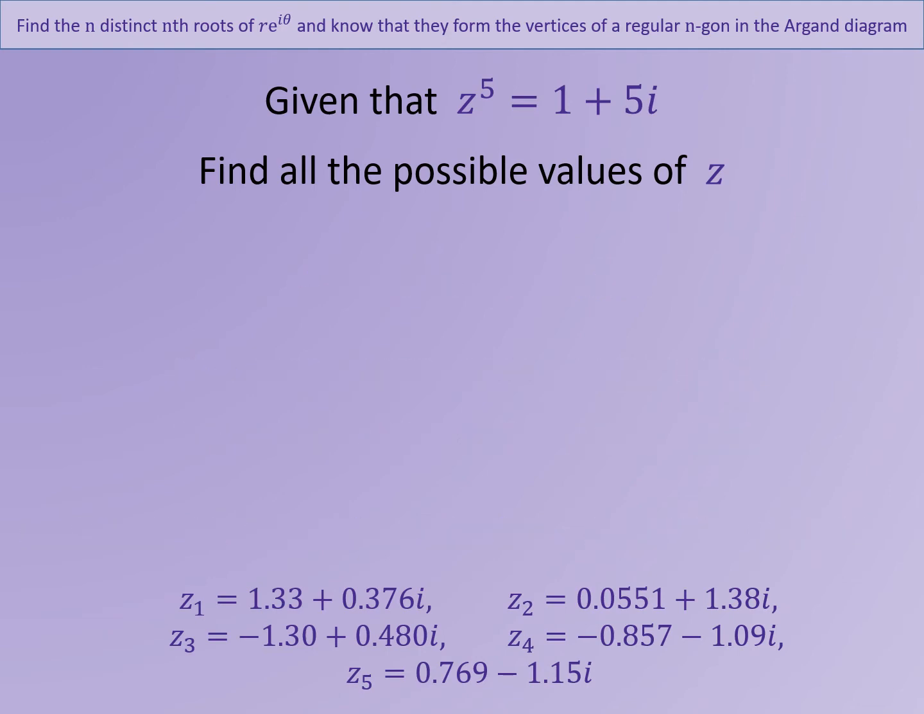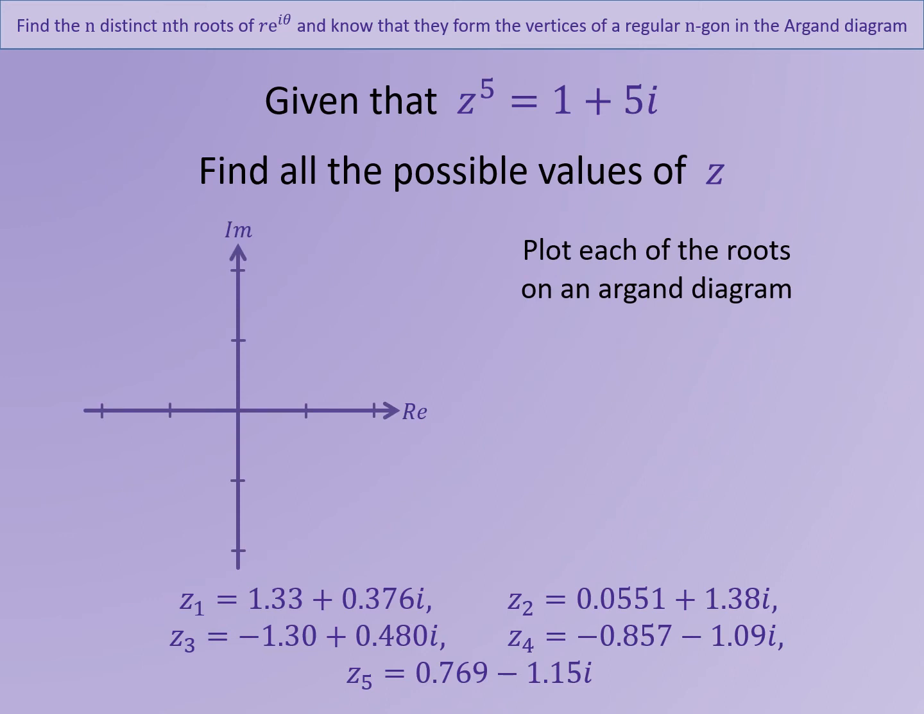What I'd like you to do is just plot each of those points on an Argand diagram. Okay, so pause there, sketch your Argand diagram, plot each of those points. See what you notice. Okay, so hopefully you've plotted Z1, 1.33 across, 0.376 up, roughly goes about there. Z2, 0.05, so very close to this line, 1.38, it goes about there, and so on. Okay, Z3, Z4, and Z5.